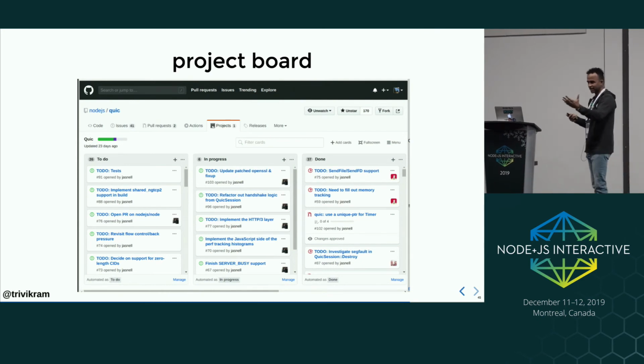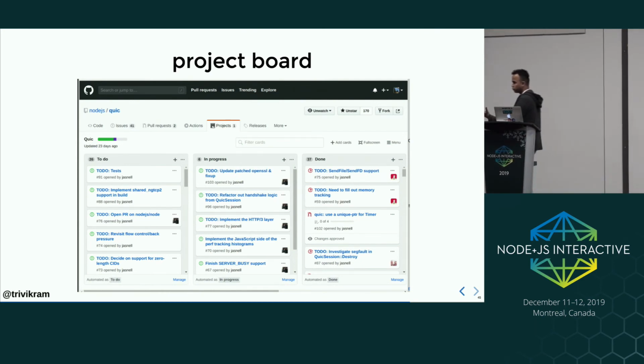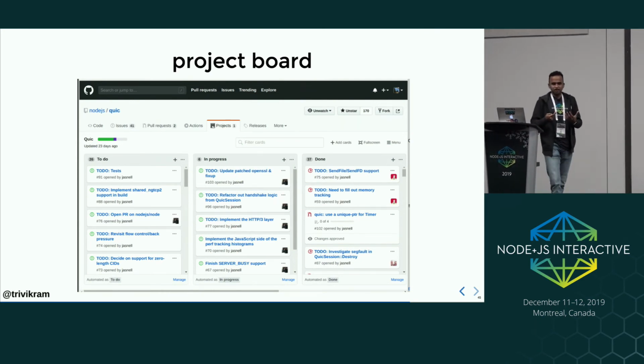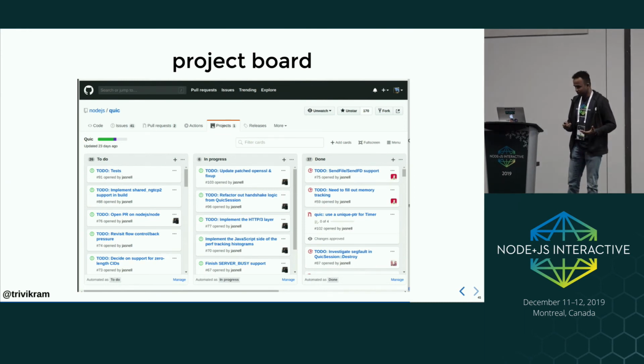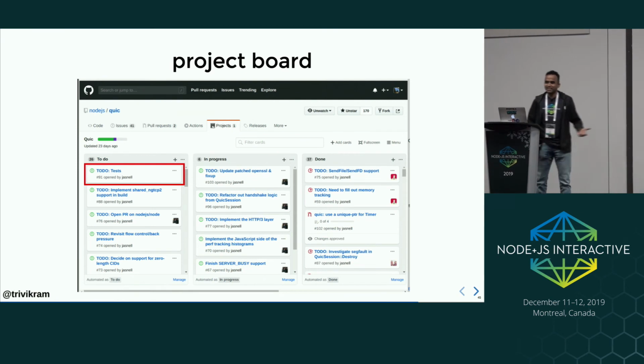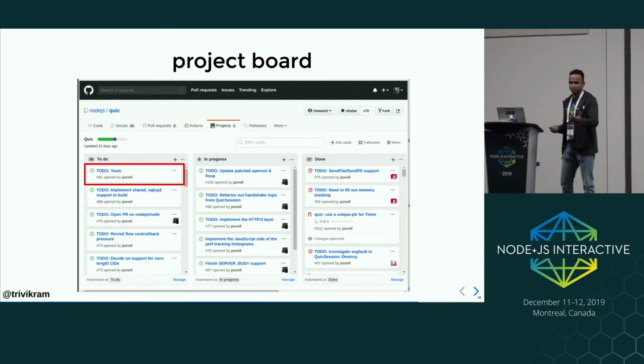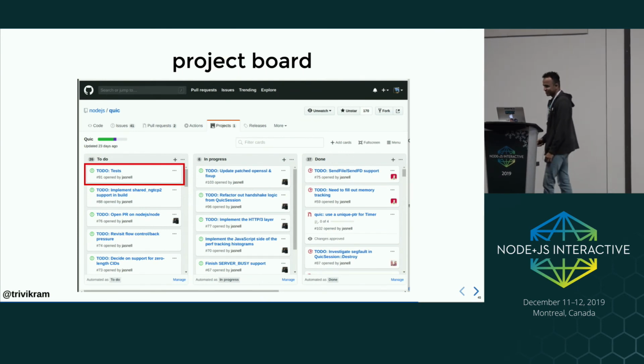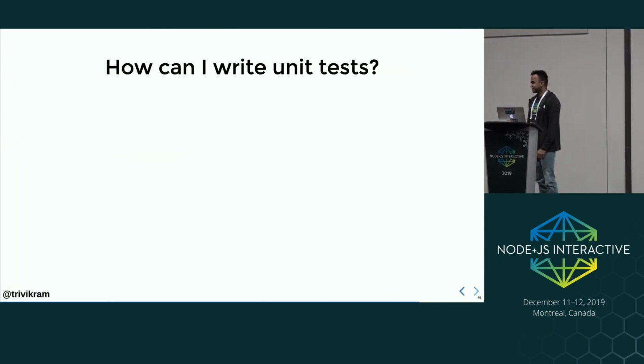I can see all the excitement in each one of your eyes that you want to contribute to QUIC, but you will be wondering, I don't know anything, how do I contribute? It's very easy. Write tests. Start with writing unit tests. It's amazing. When you write unit tests, you'll find bugs, and you'll fix those bugs, and then you can also become a collaborator like me. So how can I write unit tests? I'm glad that you asked.